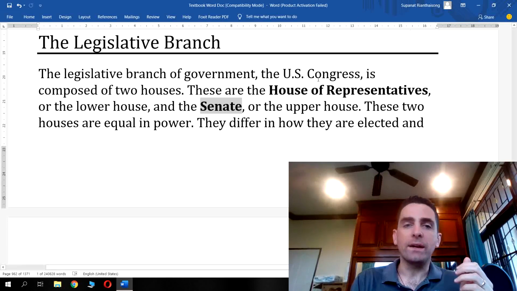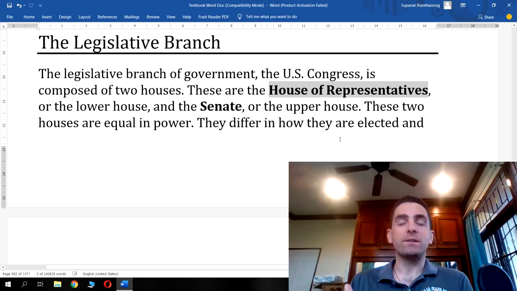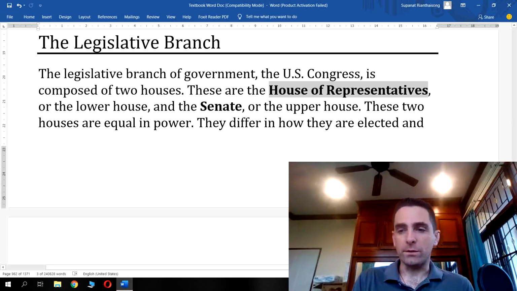On the one hand, in the lower house, you get representation based on population, and then in the upper house, in the Senate, each state gets their own individual voice with their 2 senators.